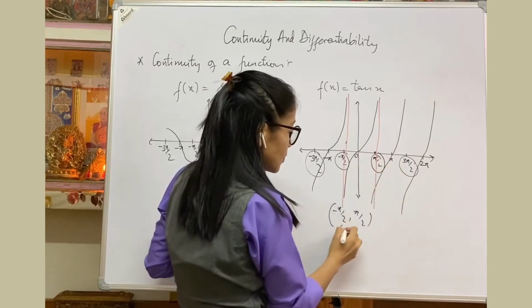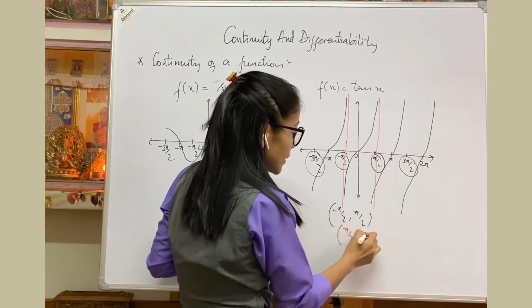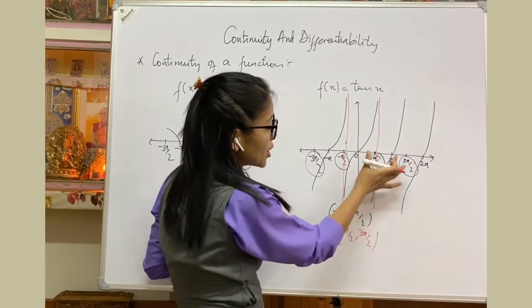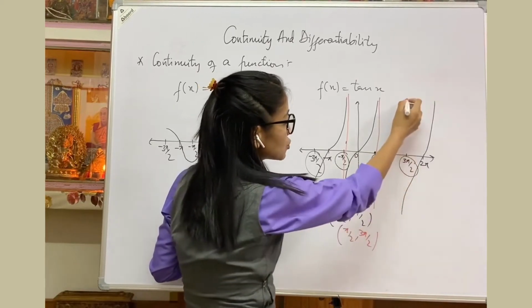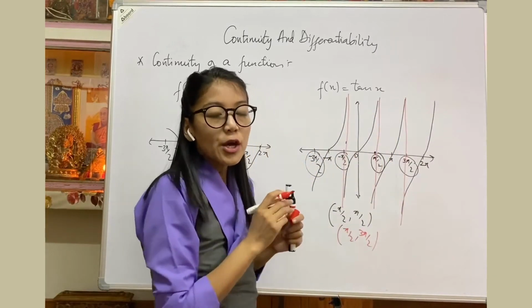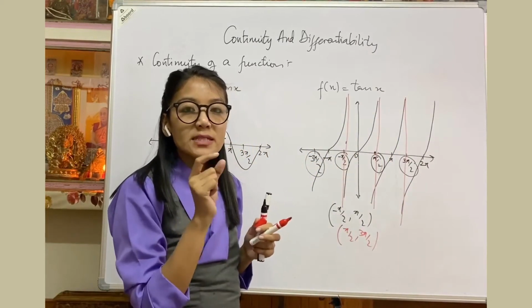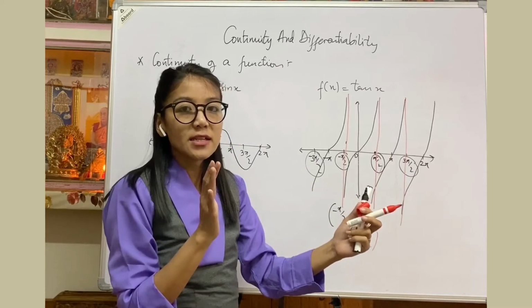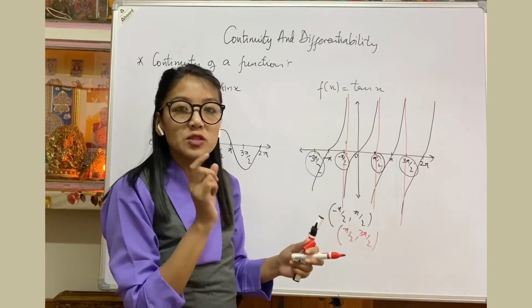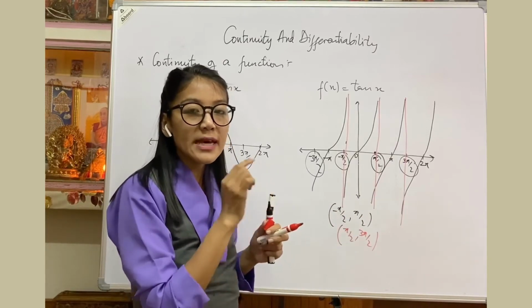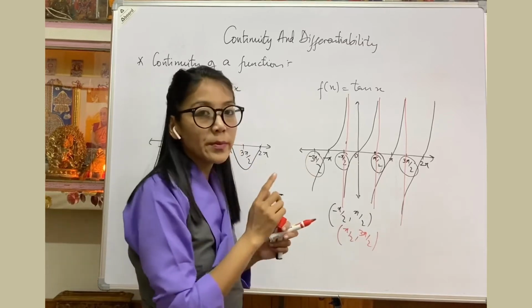Again, in the interval pi by 2 to 3 pi by 2, I'm taking an open interval, which means I'm excluding these two points. Within the interval pi by 2 to 3 pi by 2, again the graph of the function is continuous. So the function will be discontinuous at a point, not on the whole interval. You have to specify at which point the function is discontinuous, which means at that point the graph of the function will be broken.